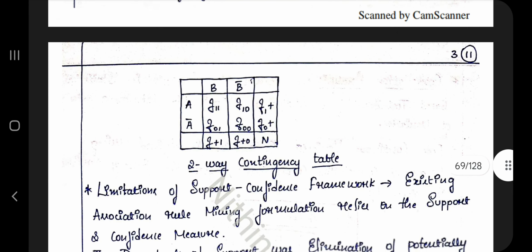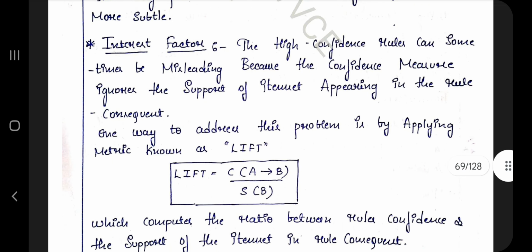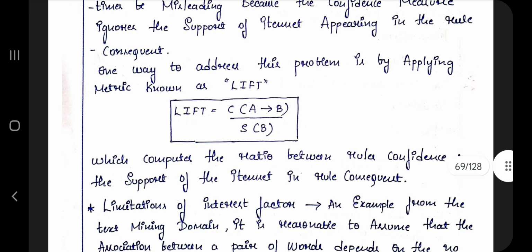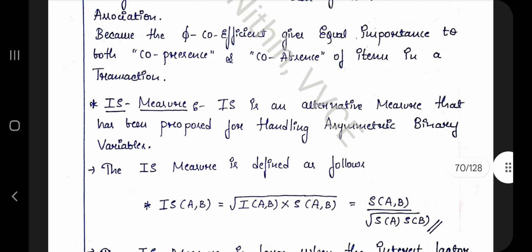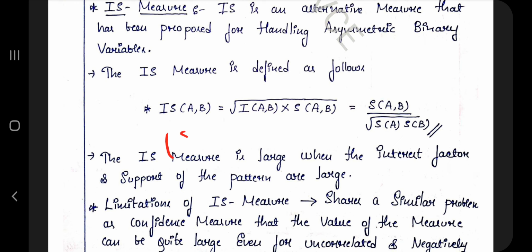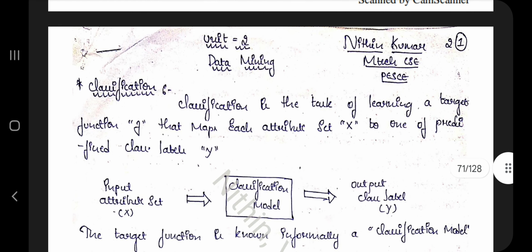Support confidence framework: how much support and confidence is there, by using the confusion matrix. And interest factor, this is the formula: what is the interest, how closely related they are to each other. And correlation, how closely correlated they are with each other. IS measure, how closely related they are with each other. Okay, slight differences will be there in the formula, but the basic intention behind doing these things is the same, just to evaluate whether the itemsets which are generated are relevant or not. That's all is the main aim of these frameworks.